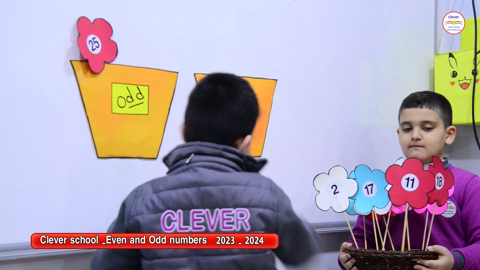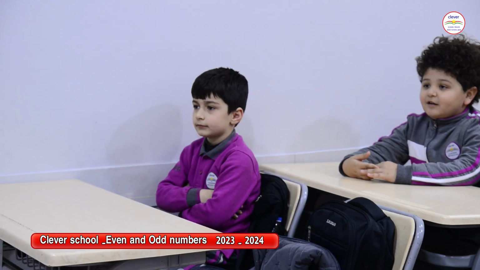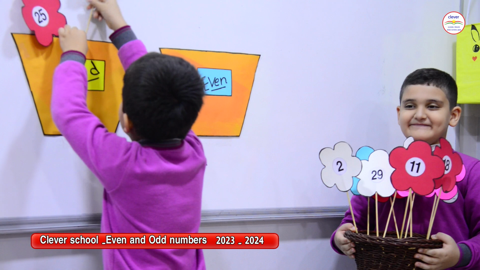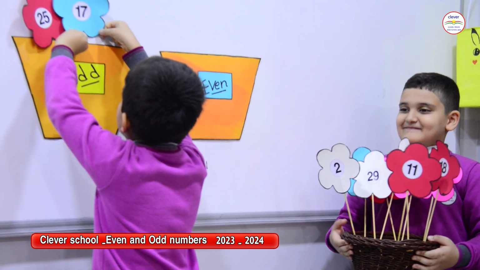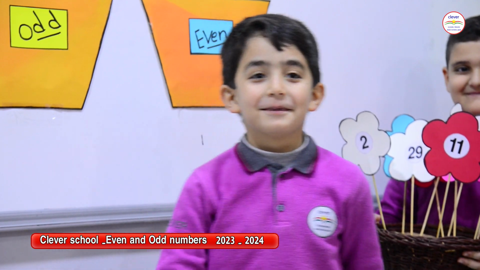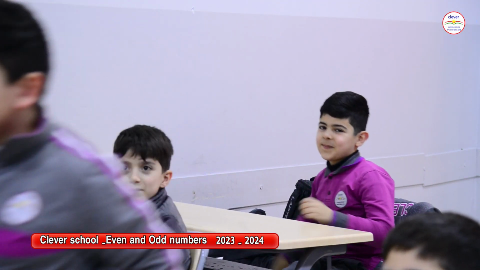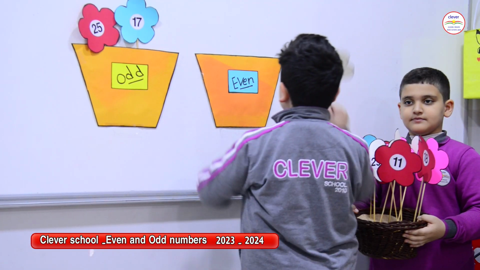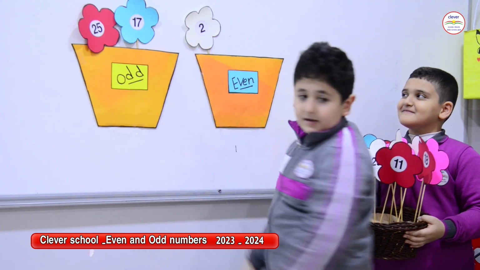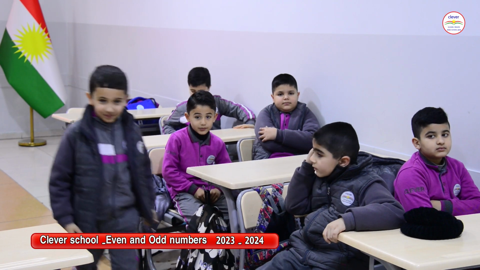Even and odd, even and odd, two different sets of numbers. 0, 2, 4, 6, 8, and 10 are some of our even numbers. Even and odd, even and odd, two different sets of numbers. 1, 3, 5, 7, and 9 are some of our odd numbers.